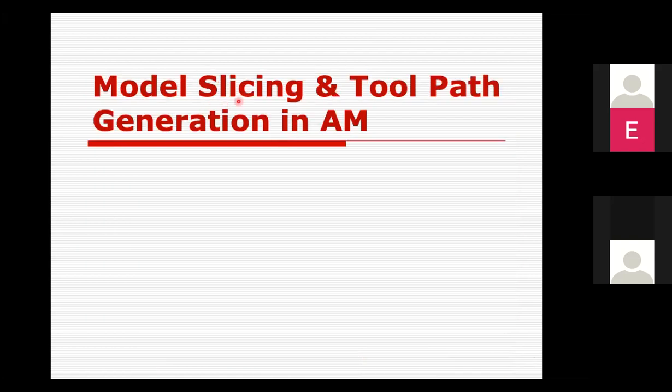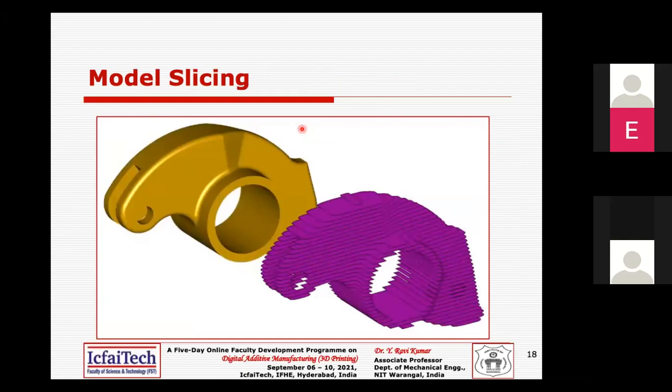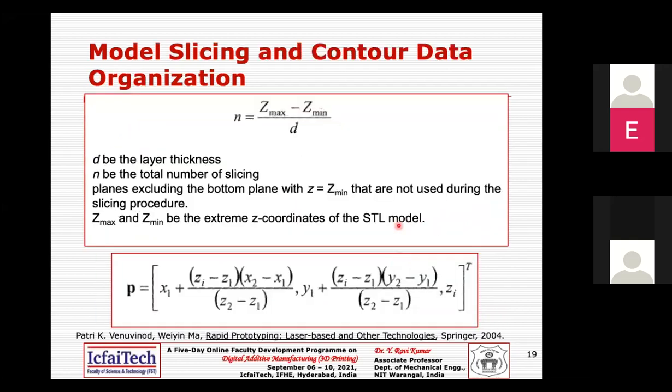Coming to the model slicing and toolpath generation. Once you have fixed the orientation and given the supports, the next step is the model slicing, and afterwards we need to generate the toolpath. You have the CAD model and the STL file, and further it is sliced, and this is what the physical realization is going to be based on. This is a typical slicing file that we simulate normally while fabricating the AM part.